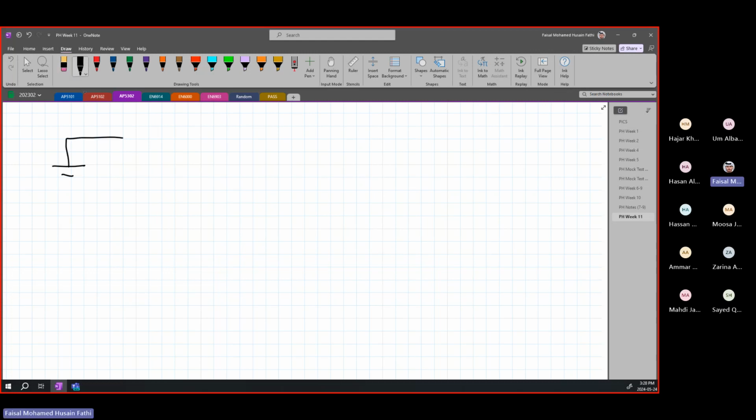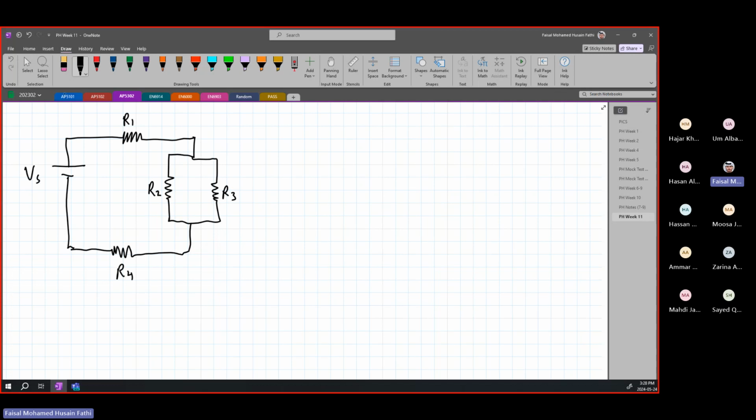So let's say we have a resistor over here. All right. And then we have a resistor over here. Resistor over here. And let's do one more resistor over here for fun. And then go back down here. So let's call this R1, R2, R3, R4. And we have our voltage supply here, Vs, plus minus. And this is our current direction over here, I total.